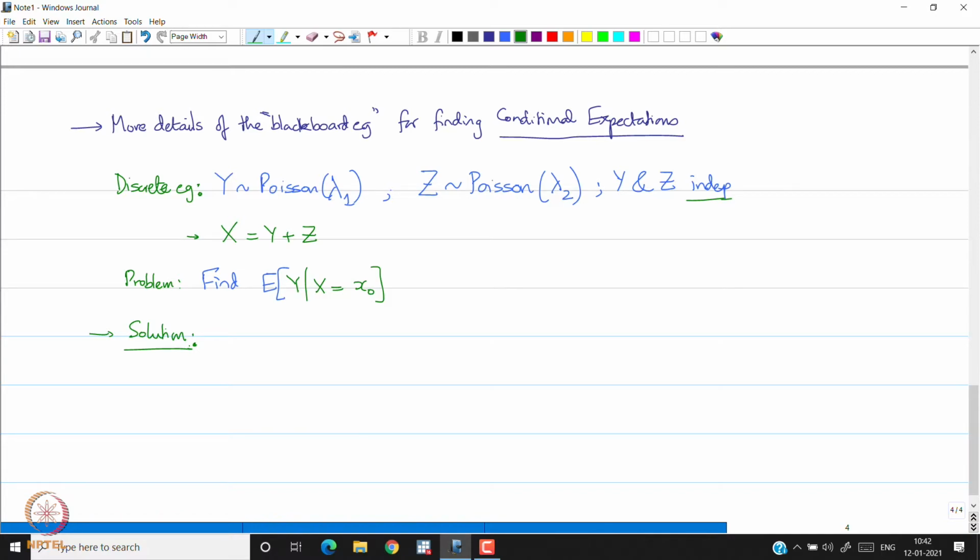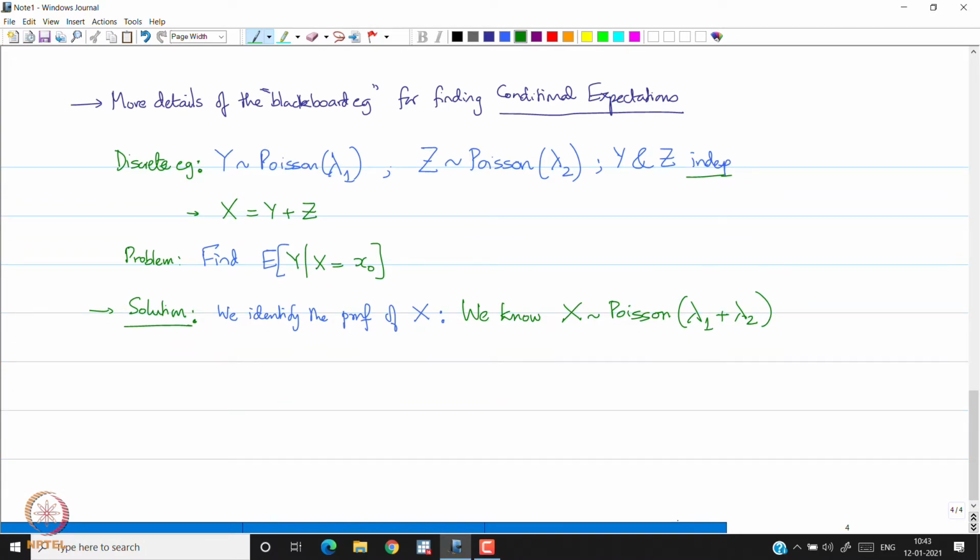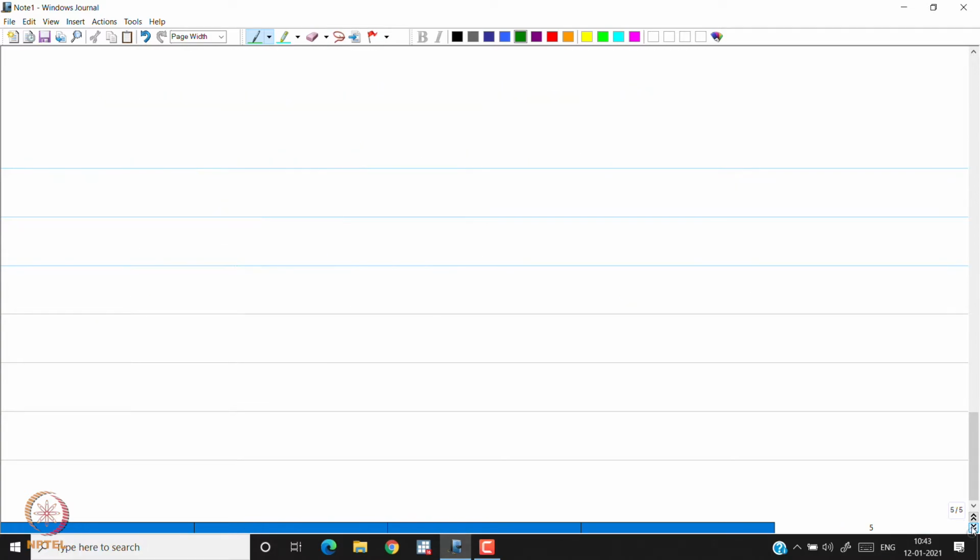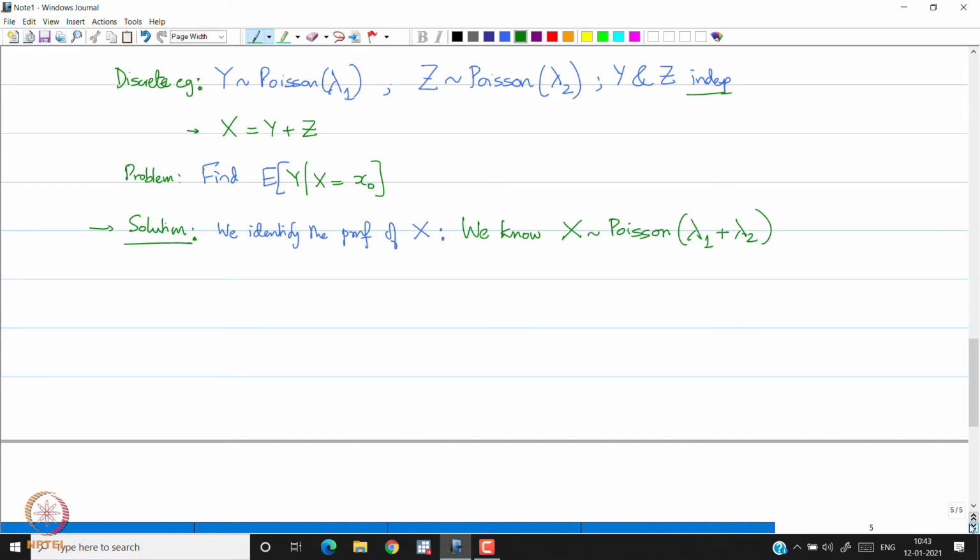First thing, what is the PMF of X here? We know that if we add two independent Poisson random variables, the sum is also Poisson distributed. So, we begin with that. First we will identify the distribution, the PMF of X. I hope we have covered this property of the Poisson distribution in some earlier lecture, but if you don't recall it exactly, it does not matter, take it for granted that if you add two independent Poisson random variables, the sum is also Poisson, with the parameter being the sum of the two parameters. So, in this case X is going to be Poisson with parameter lambda 1 plus lambda 2, right. This is very important.